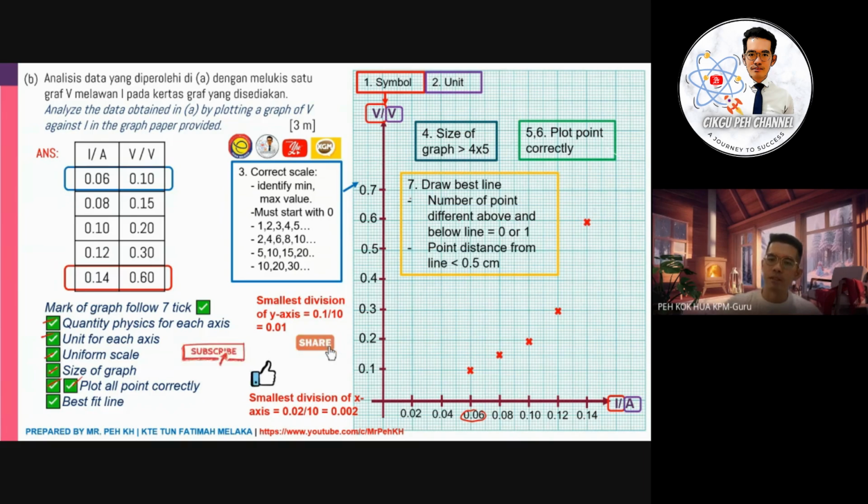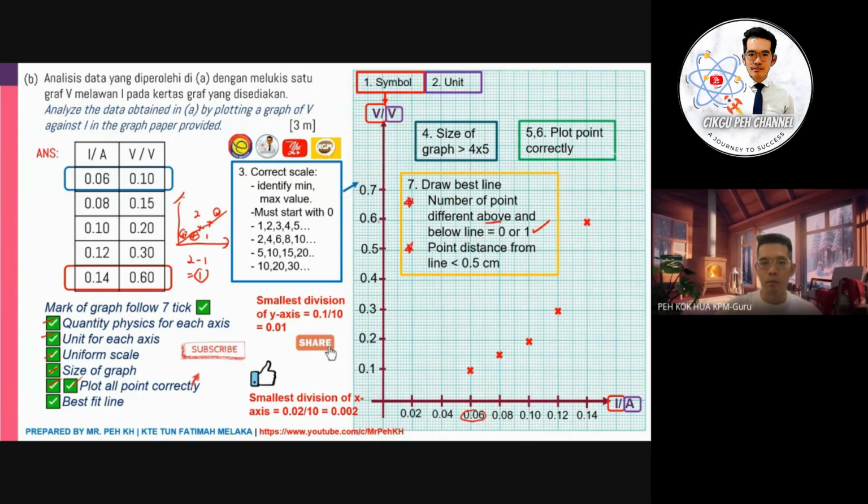Okay, for the baseline, you need to fulfill 2 requirements. The difference in the number of points above and below the line cannot be more than 1. What does this mean? For example, this is a graph and you plot a straight line here. You see your graph will be like this: 2 are on the line, and another 3 are off the line. Above the line we have 2, below the line we have 1. So 2 minus 1, we get 1. So this still fulfills the first requirement for the baseline.